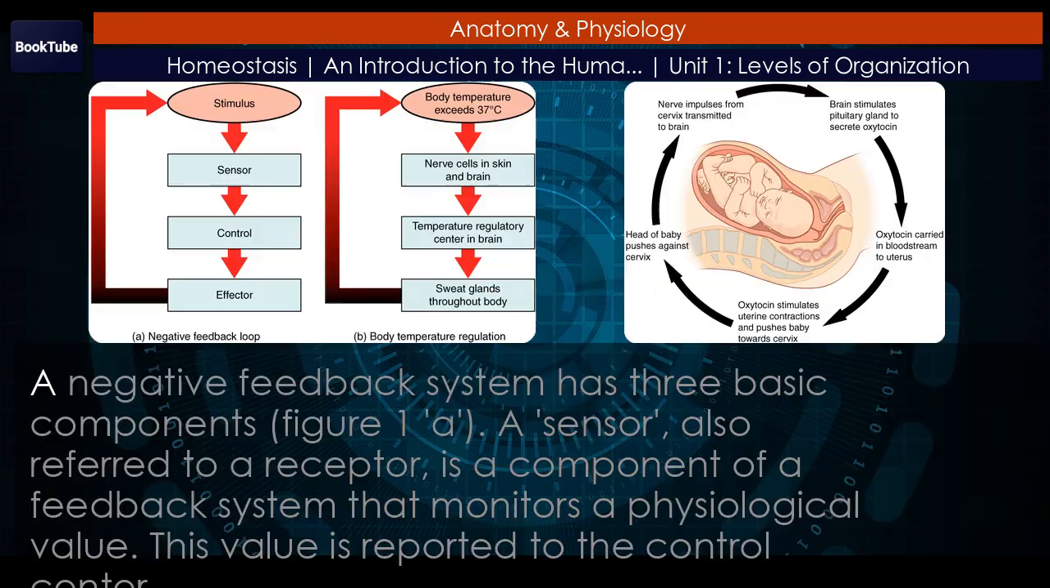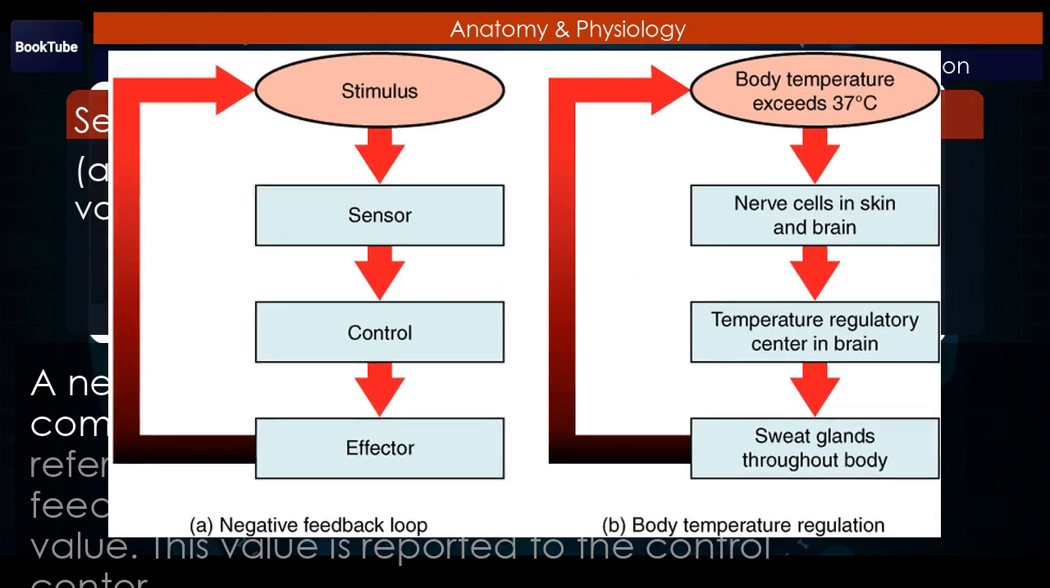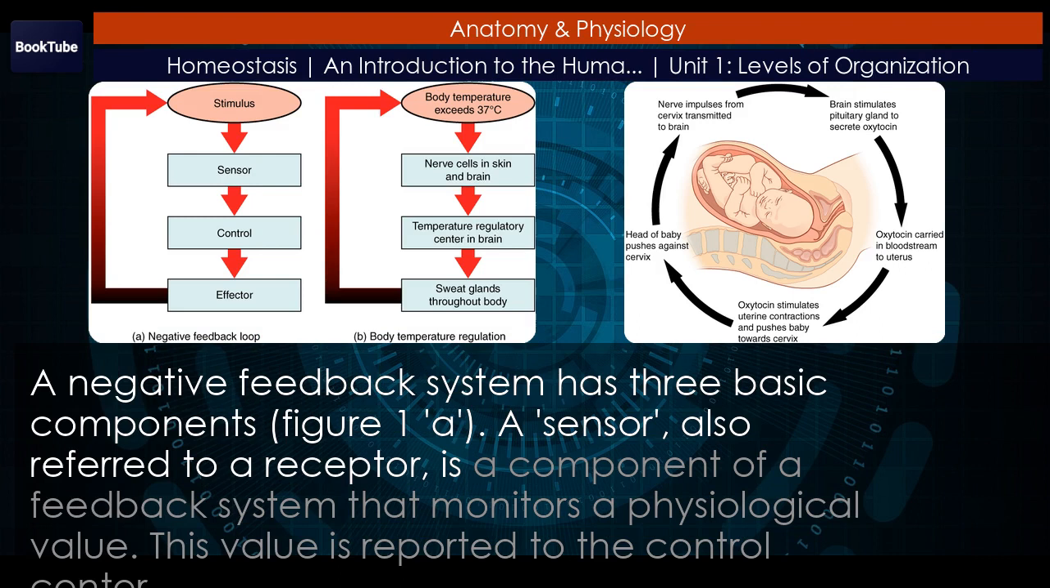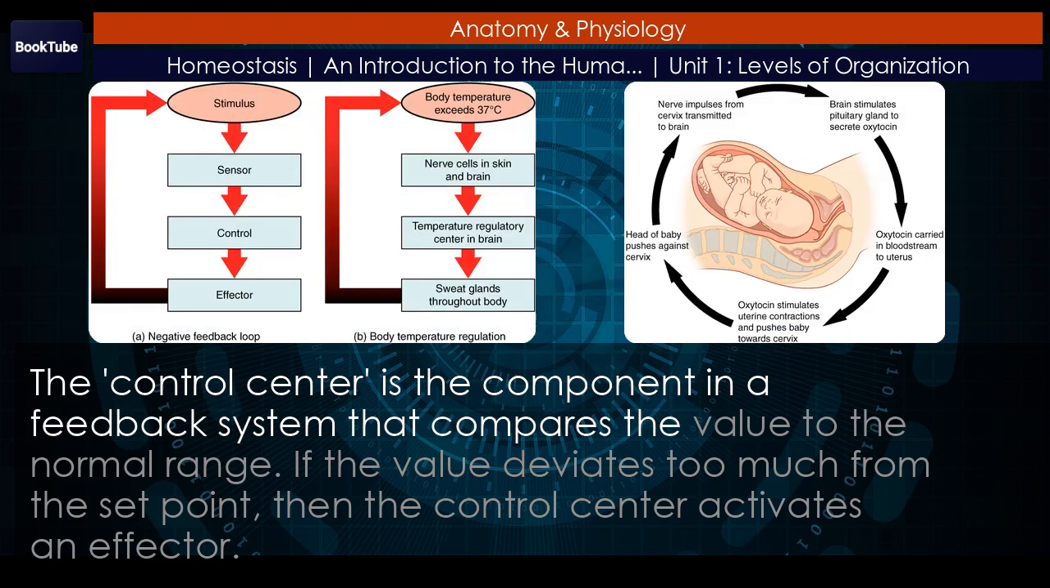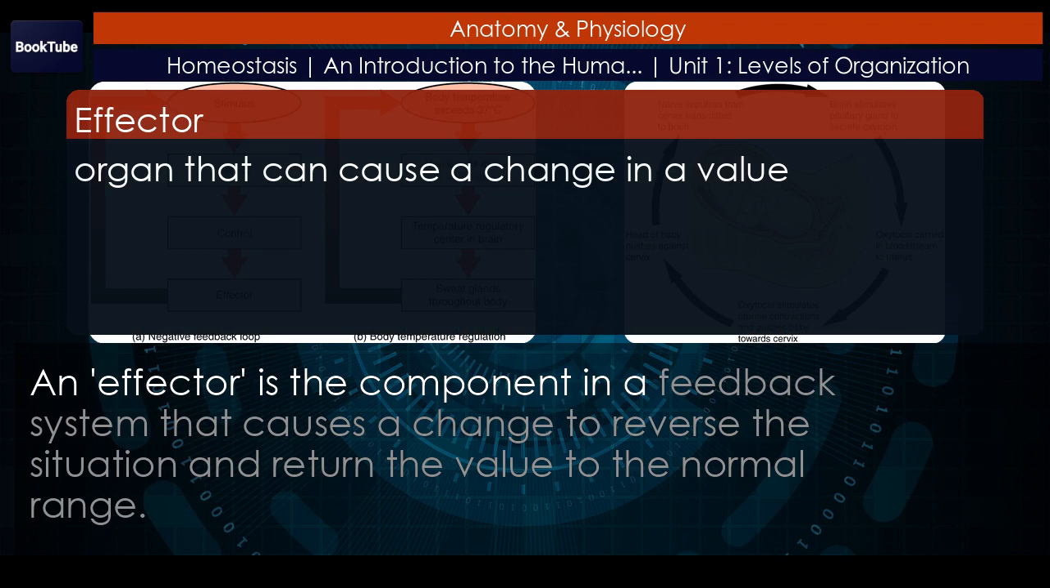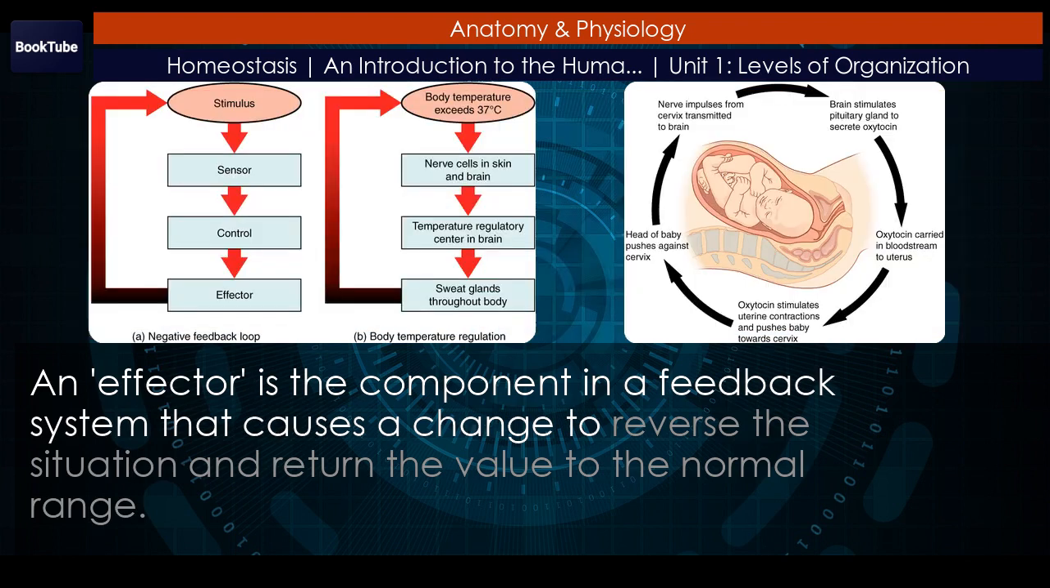Negative feedback. A negative feedback system has three basic components. Figure 1. A sensor, also referred to as a receptor, is a component of a feedback system that monitors a physiological value. This value is reported to the control center. The control center is the component in a feedback system that compares the value to the normal range. If the value deviates too much from the set point, then the control center activates an effector. An effector is the component in a feedback system that causes a change to reverse the situation and return the value to the normal range.